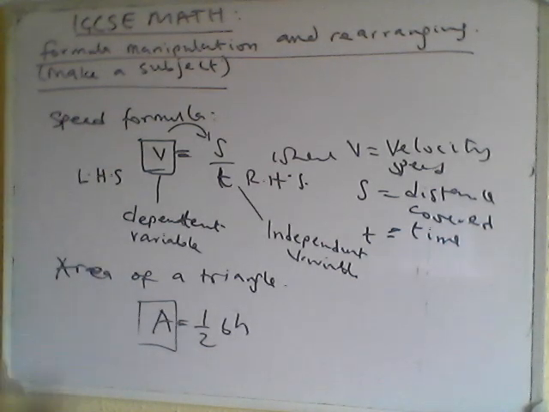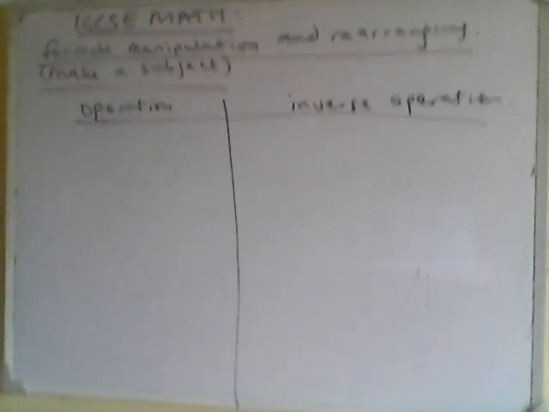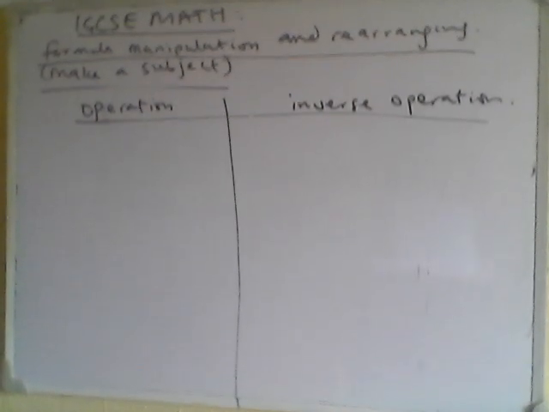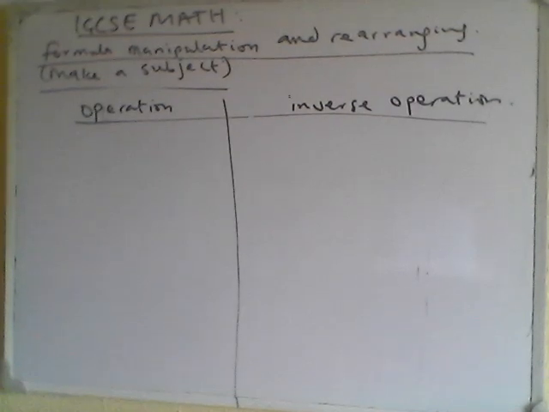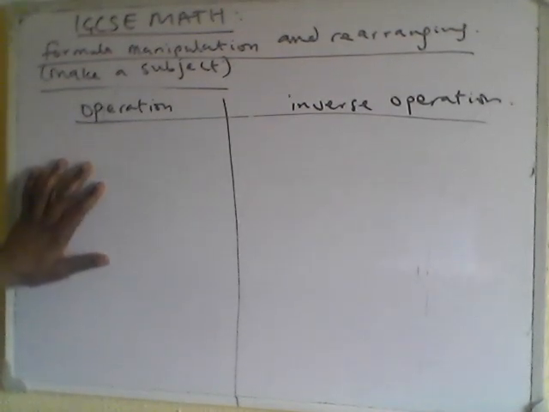So the big idea is whatever you do on one side of the equation, do to the other side. So for example, if you are trying to carry out an inverse operation, you will do the same thing on one side and on the other side.